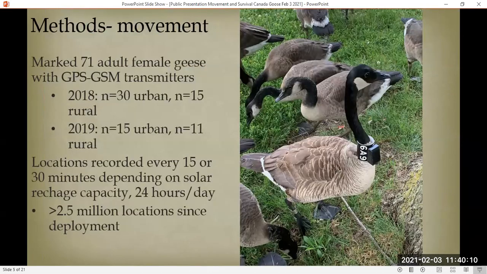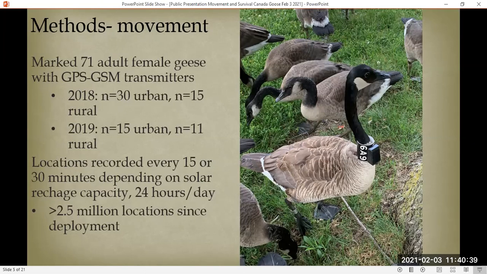To understand goose movement, we used GPS GSM transmitters. This technology is relatively similar to a smartphone, except it has a solar panel so the battery can recharge. The technology worked very well. We collected a huge amount of data very efficiently.